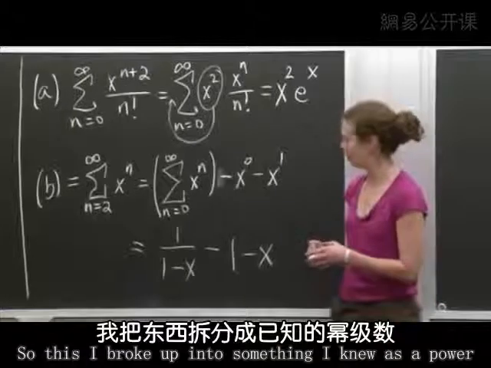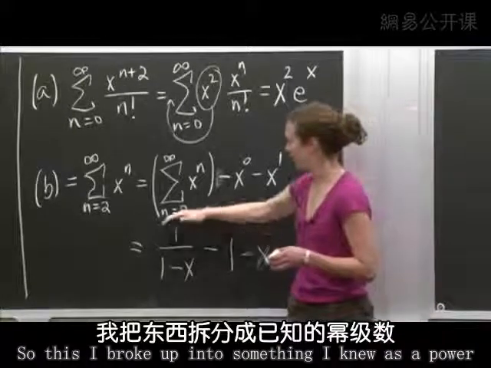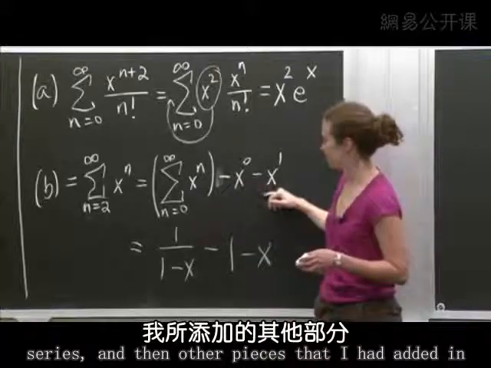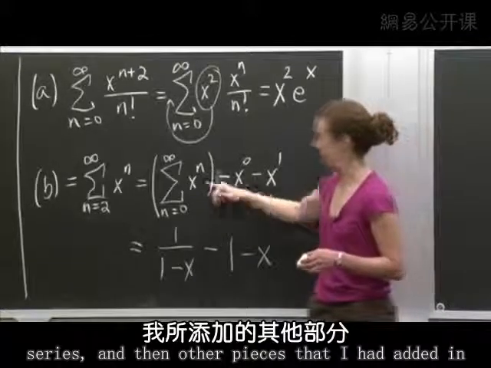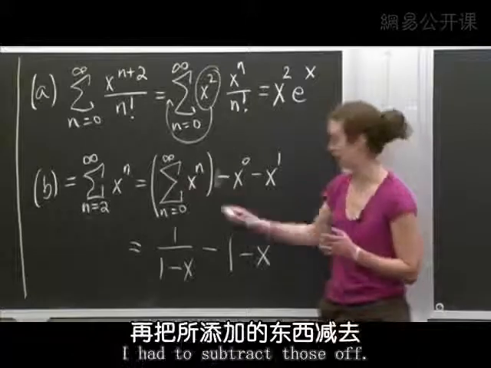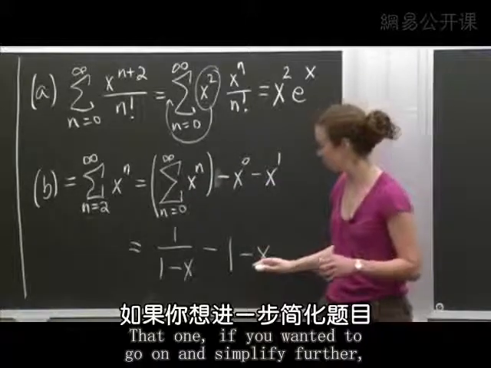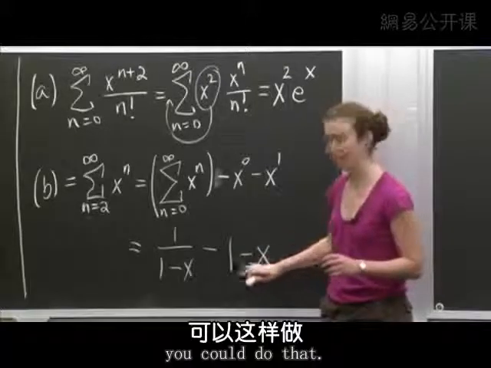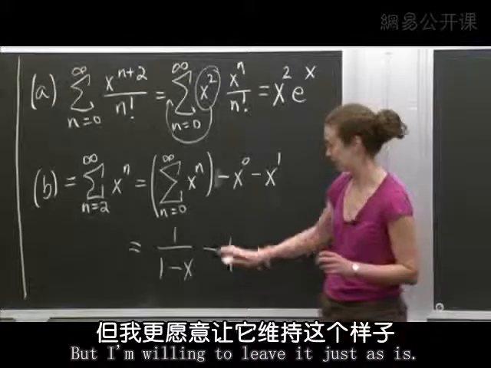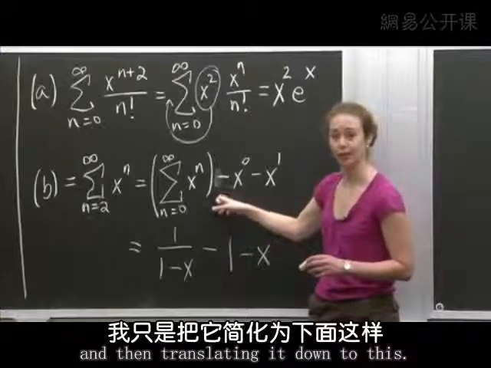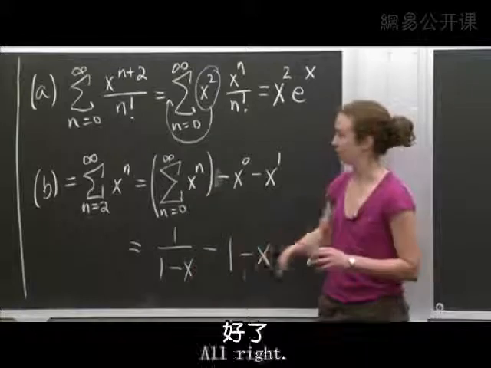So this I broke up into something I knew as a power series, and then other pieces that I had added in to make it look like something I knew. I had to subtract those off. So that's the idea of that one. If you wanted to go on and simplify further, you could do that, but I'm willing to leave it just as is, because the idea was really this part up here, and then translating it down to this.